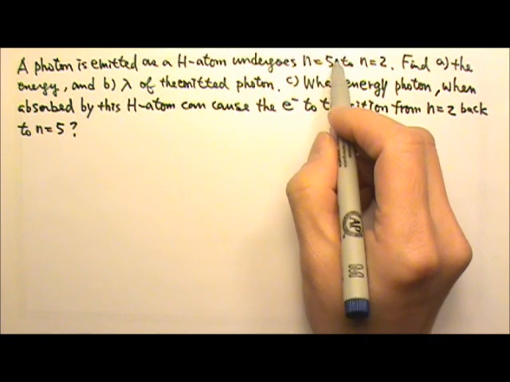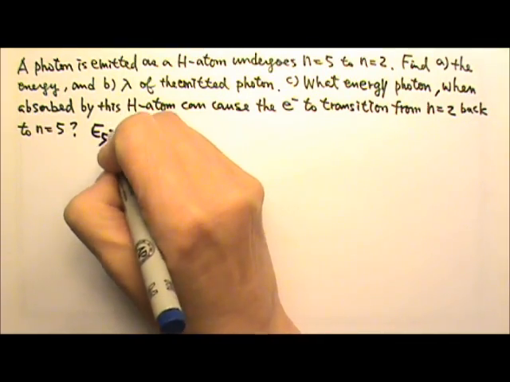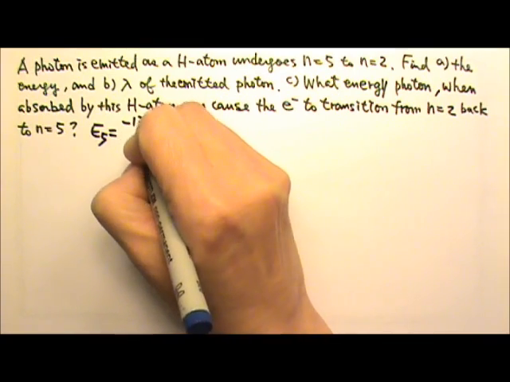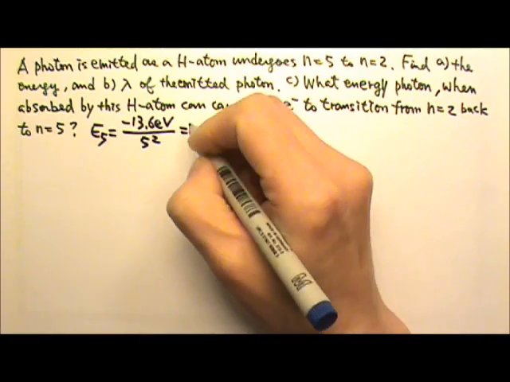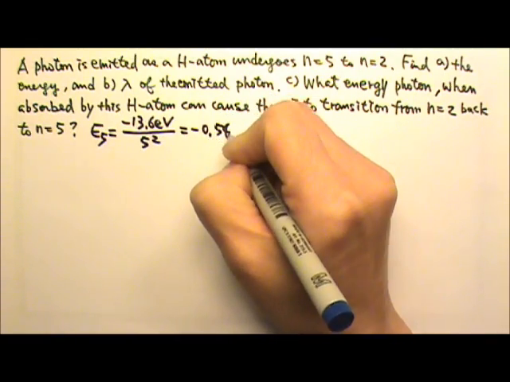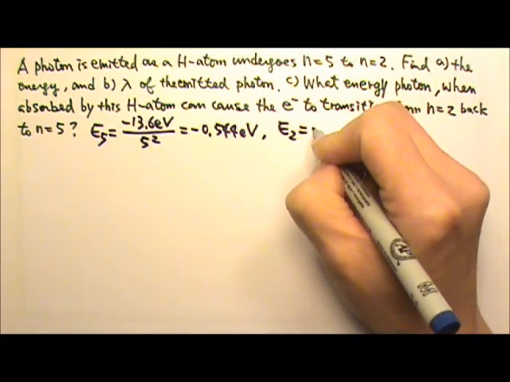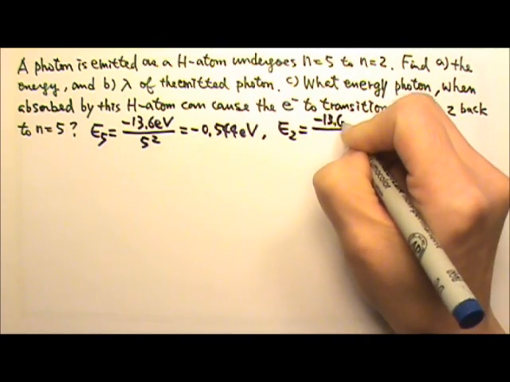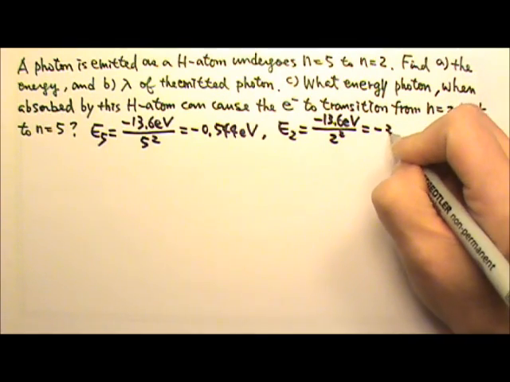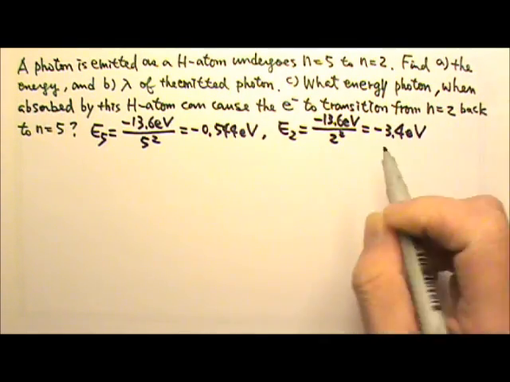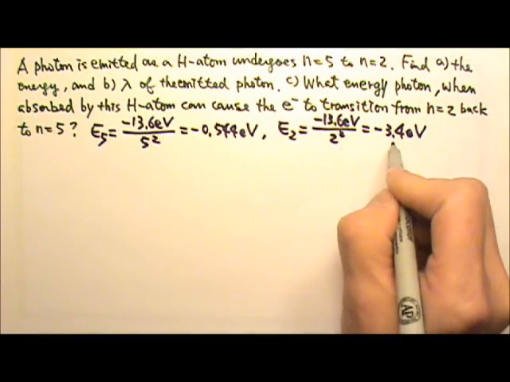The transition happens between n equals 5 and n equals 2, so we can find the energy at the n equals 5, that's negative 13.6 eVs divided by 5 squared, and this one gives us negative 0.544 eVs. At n equals 2 state, the energy is negative 13.6 eVs over 2 squared, and this gives me negative 3.4 eVs. To cause the transition, the photon involved has energy that's the difference between the two.